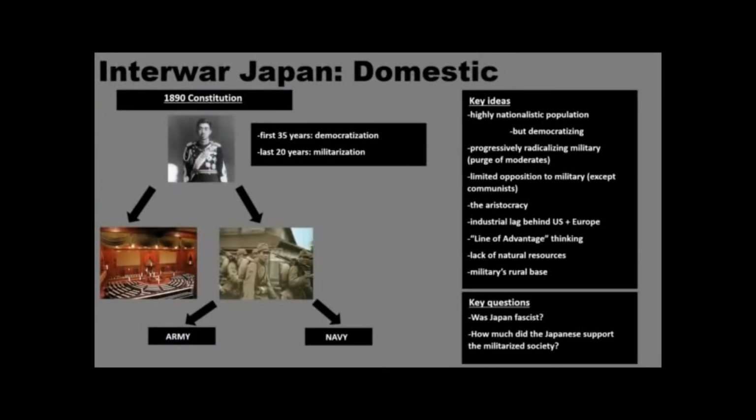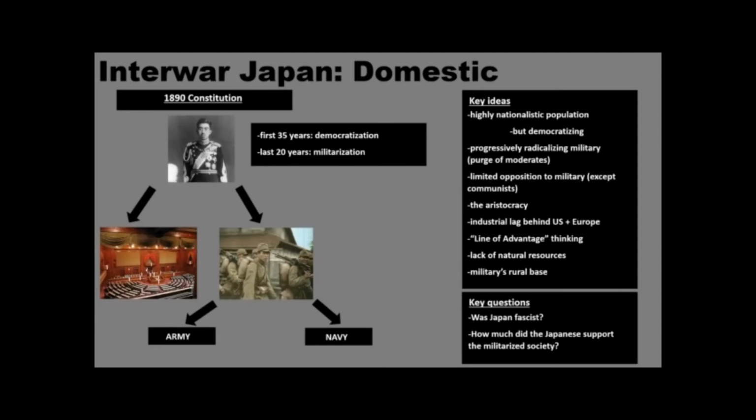But let's also focus on some other key ideas, right? So it's important to note this highly nationalist population, which I said was democratizing. There was also very limited opposition to the military in general among this population, despite the fact that they were pro-democratic to a large part, and we saw very moderate people being voted into the Diet even during World War II by these nationalist people. But nobody was willing to challenge the establishment openly. Pretty much the same case as in Stalin's Soviet Union or as in Hitler's Germany. The exception was primarily the Japanese communists, but they were not a major force.